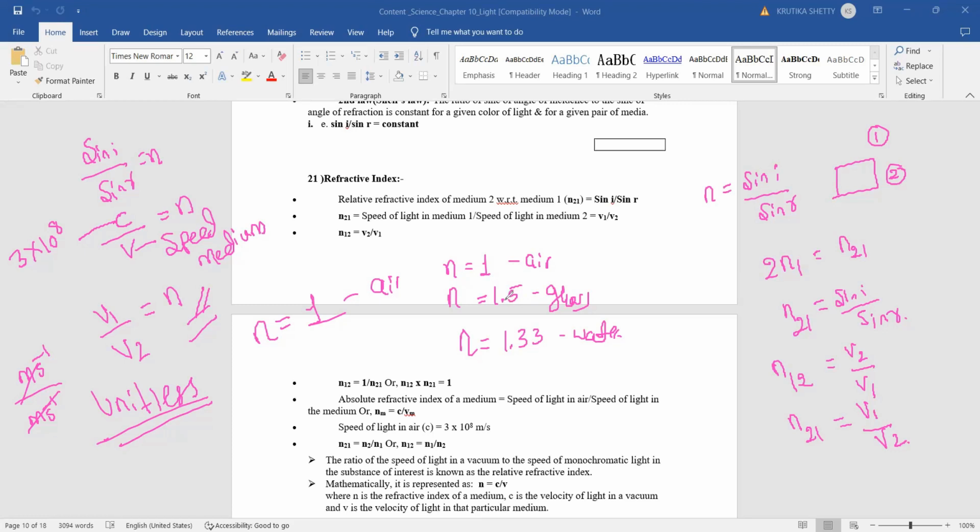Is it clear? Rehan, Shruti, Shreya and Panchmi. Or if you want me to repeat any concept, I can repeat.